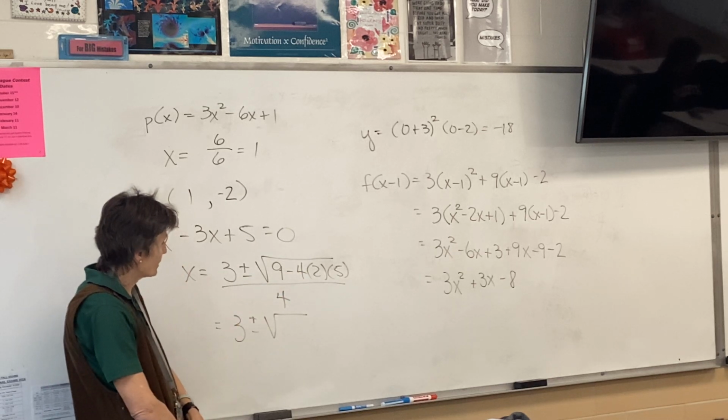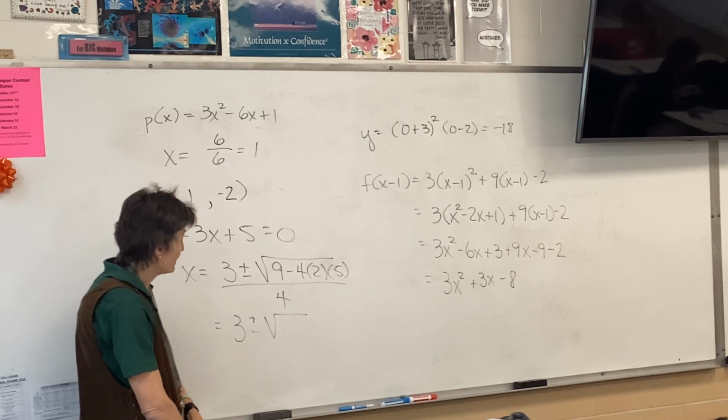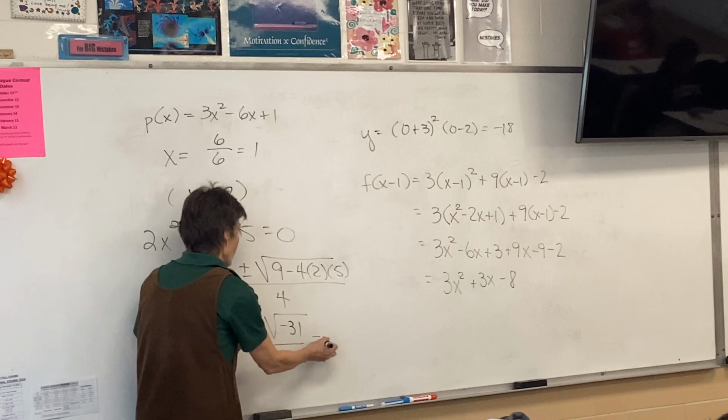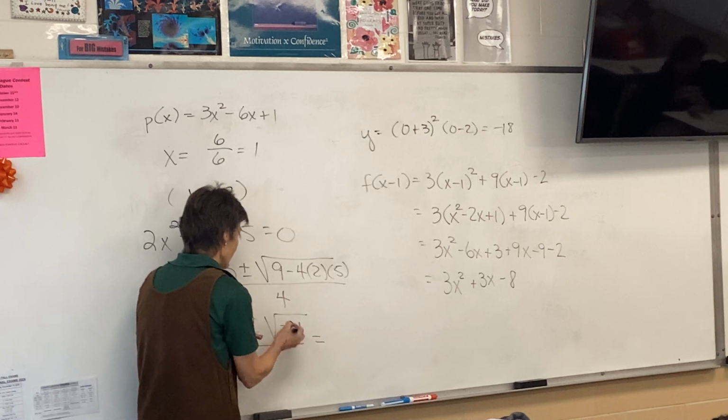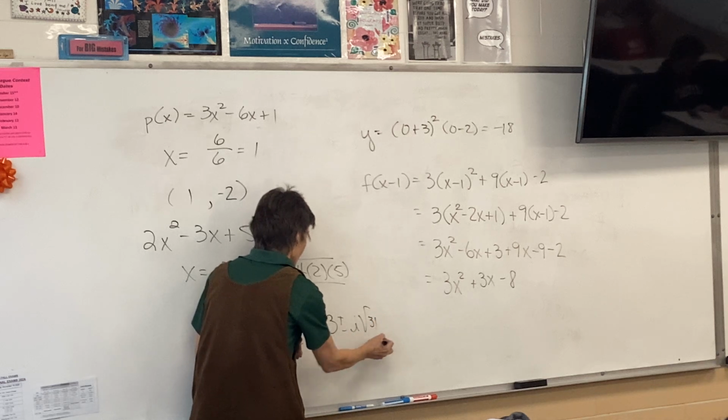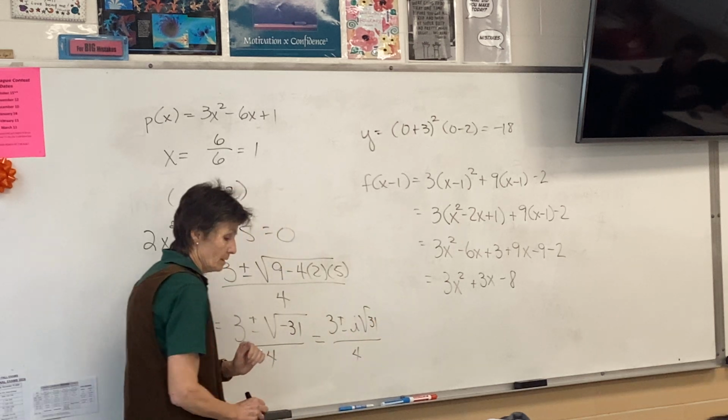So what's under there? 9 minus 31, negative 31. And of course, we can't have the square root of a negative, so we're going to make that i root 31. And there's your answer.